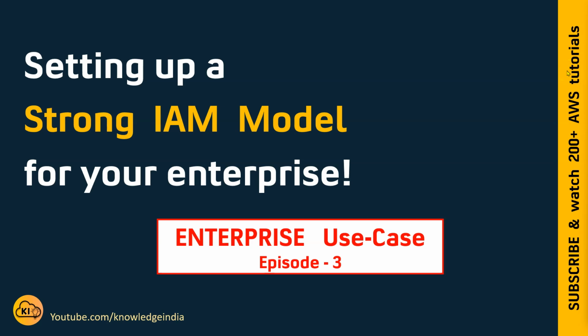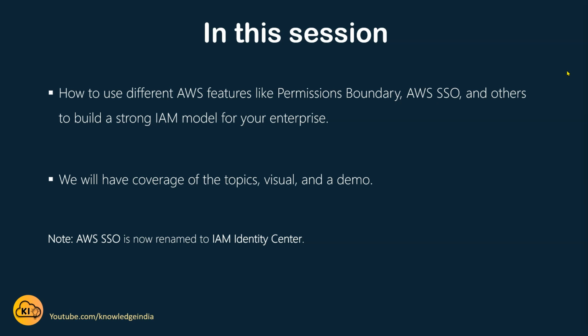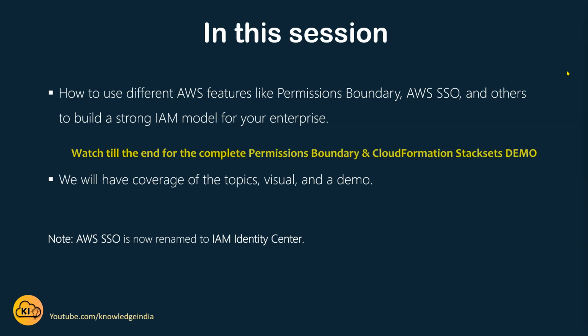In this particular session, we are going to talk about some of the advanced AWS features which you can go ahead and use and build a strong IAM model for your enterprise. The kind of things which we are going to talk about are permissions boundary, AWS SSO, even usage of CloudFormation StackSets, etc. Right, so we'll try to cover these topics with a scenario.